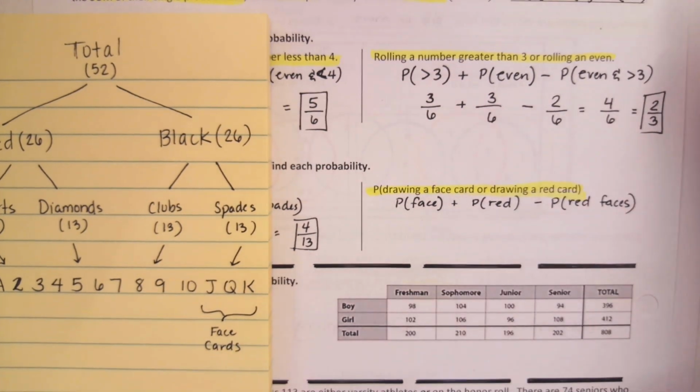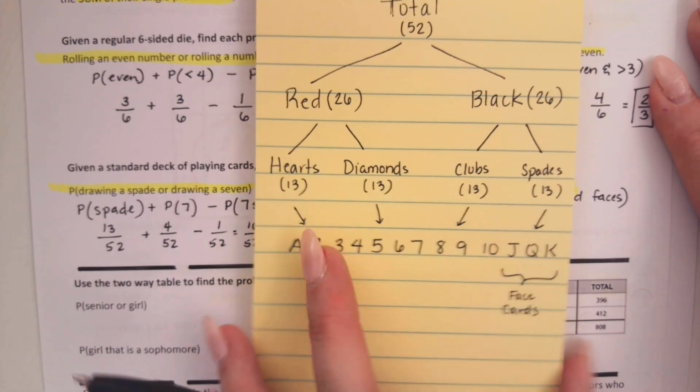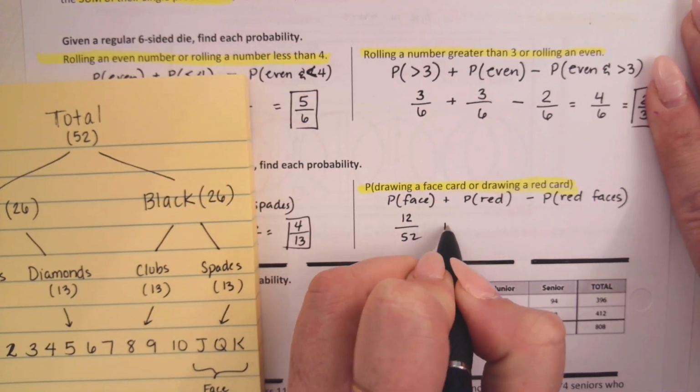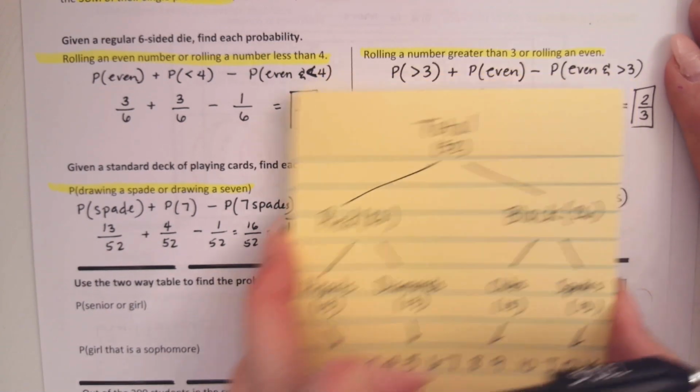Alright, how many face cards are there? 12. There are 12, yes, because there's 3 on each of these suits. So 12 out of 52. Plus, how many red cards are there? 26. Half the deck is red. Good.